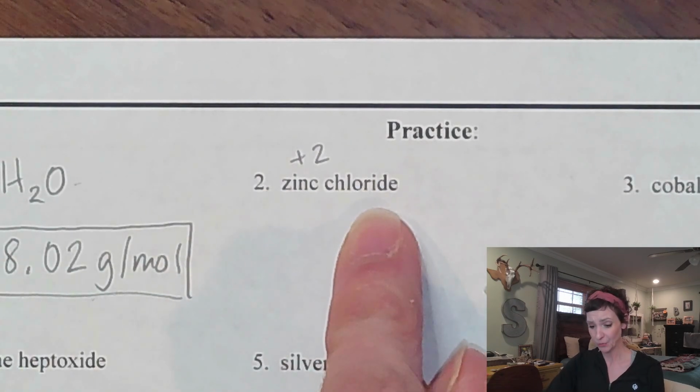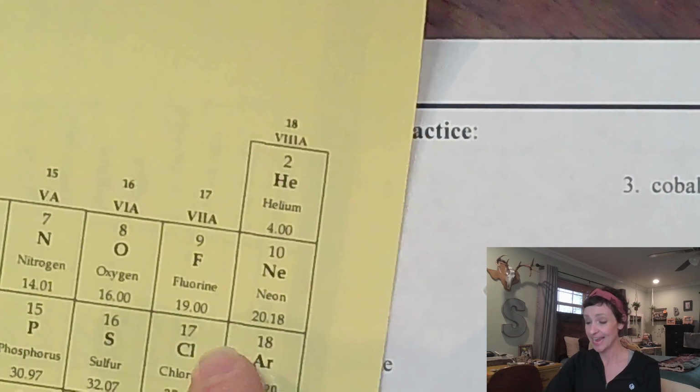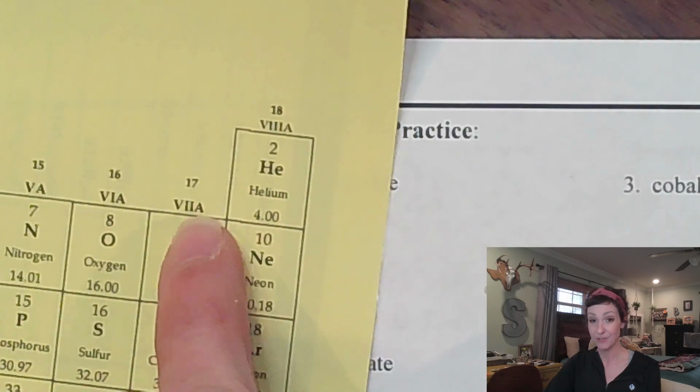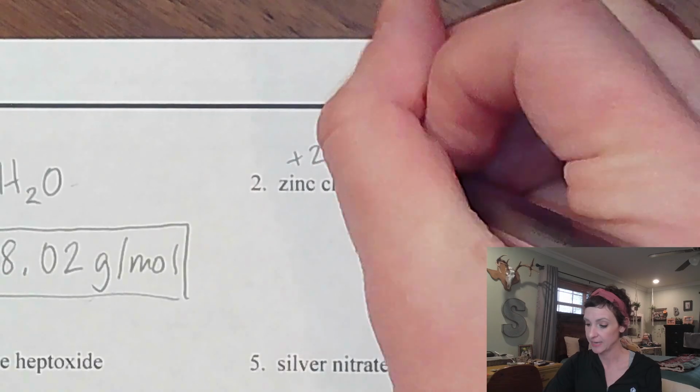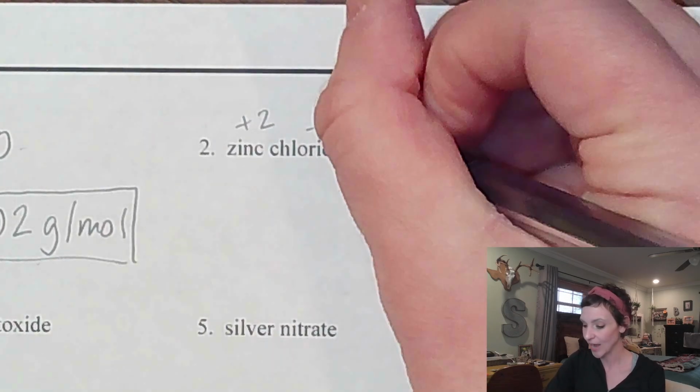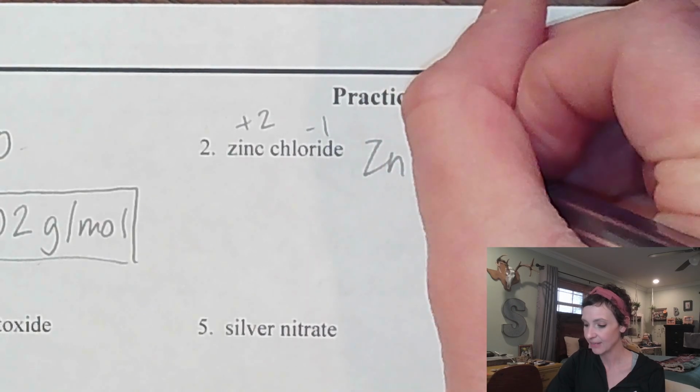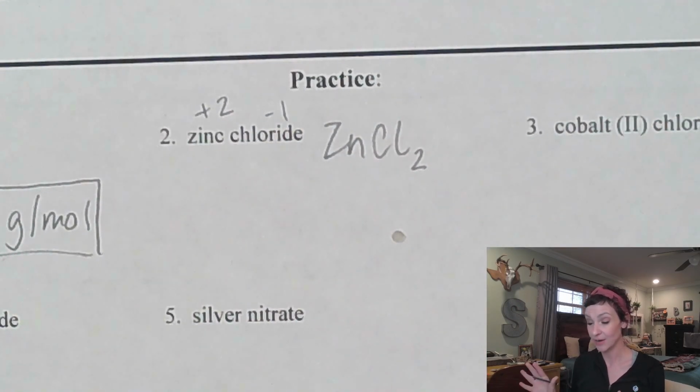Chloride is plain old chlorine. Plain old chlorine is a halogen here in group 17. Everybody makes a -1 charge, right? So the formula for zinc chloride is ZnCl2. Cool. So now I know what I'm doing here.